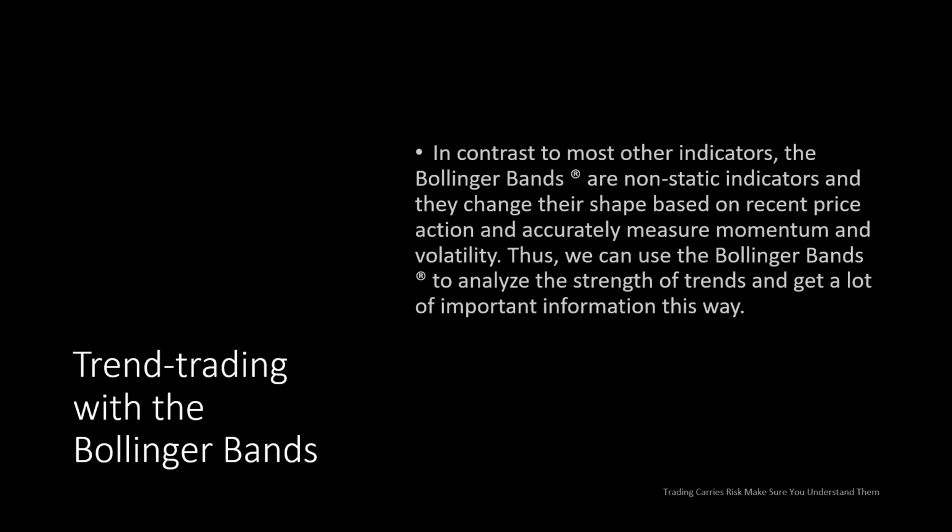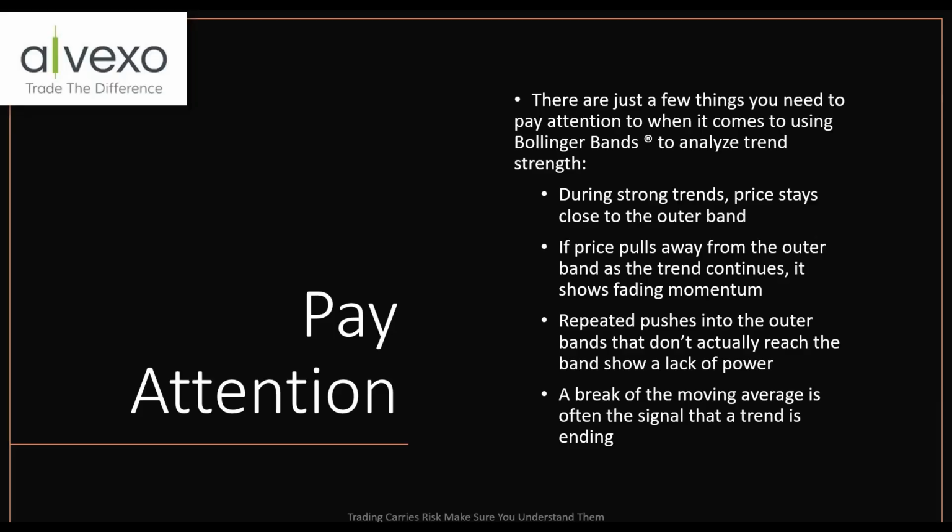So in contrast to most indicators, the Bollinger Bands are a non-static indicator. Bollinger Bands are constantly adjusting moving forward, and they change their shapes based on recent price action and accurately measure momentum and volatility. Thus, we can use Bollinger Bands to analyze the strength of trends and get a lot of important information this way. So there are just a few things we need to pay attention to.